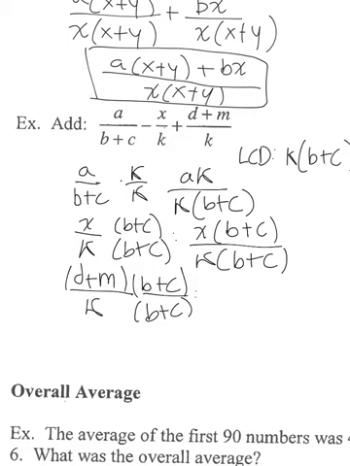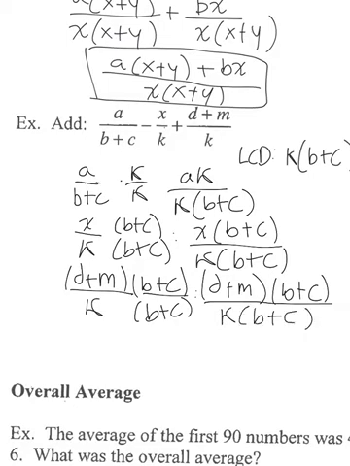And so what we end up with is the quantity d plus m times the quantity b plus c all over k times the quantity b plus c. And now really what we've done here is that we've got all three of these expressions with a common denominator. And so what we're going to do now is replace our new versions of each of these terms, 1, 2, 3, back into our original expression.